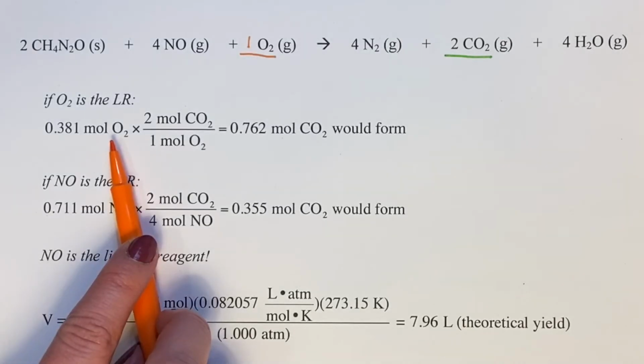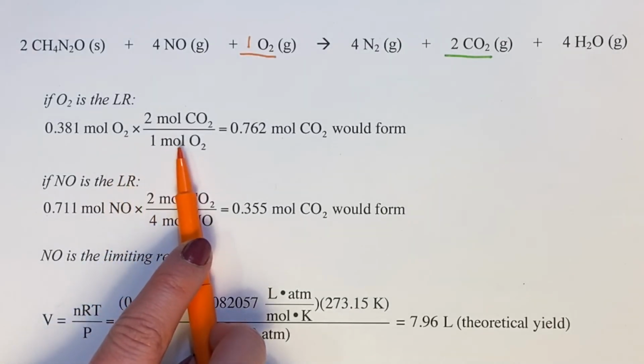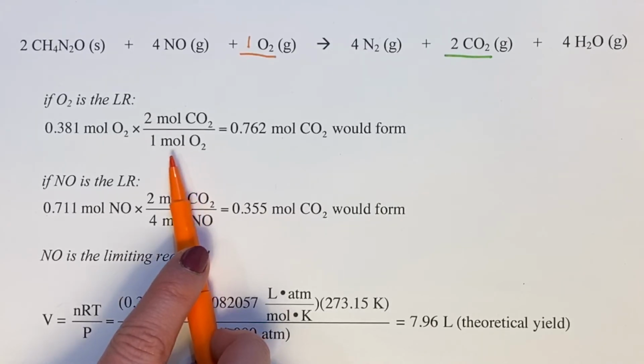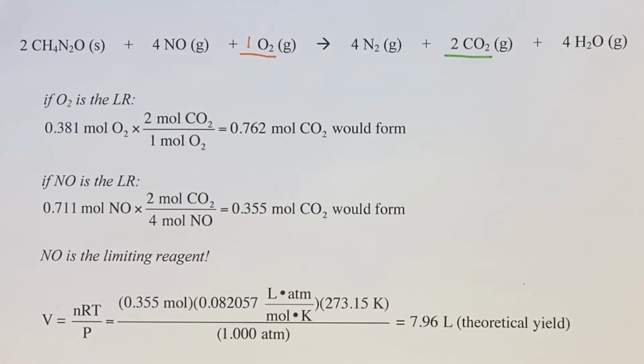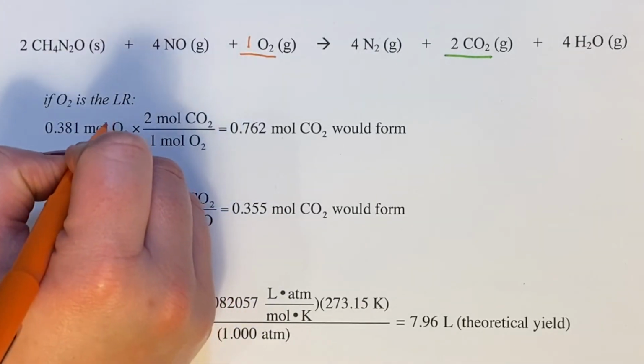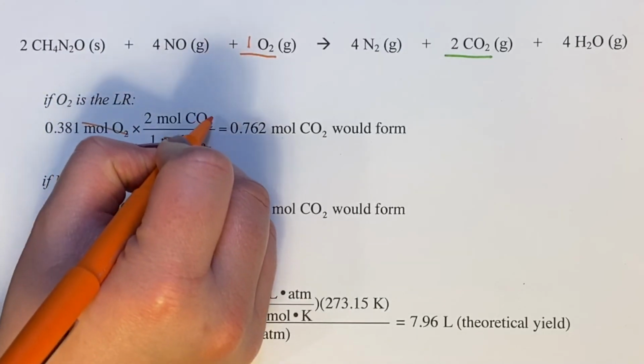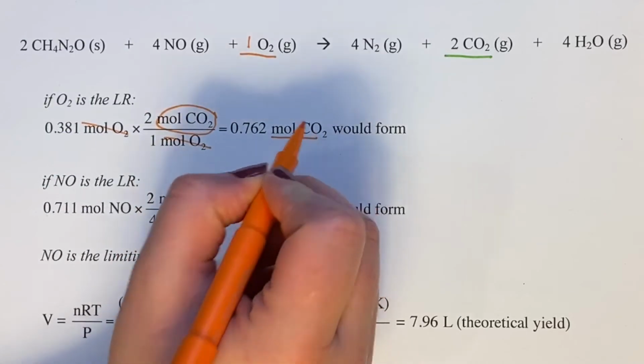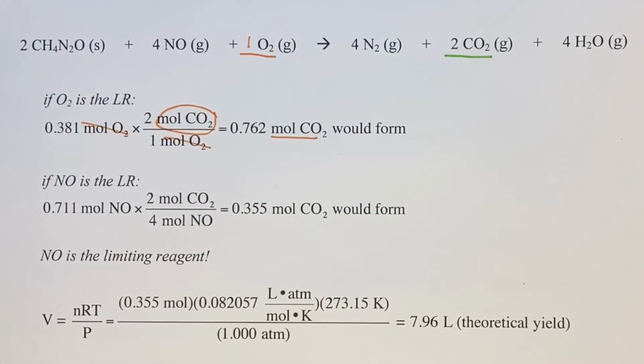As I set up this conversion, I need to convert from moles of oxygen to moles of carbon dioxide, such that my conversion factor is going to be my 2 moles of CO2 divided by my 1 mole of O2. When I do that calculation, I get 0.762 moles of carbon dioxide that would form if oxygen were my limiting reagent. As we follow the units in the conversion factor, my units of moles of oxygen cancel, and I'm left with units of moles of CO2. That's what I need in order to understand the stoichiometry of this problem.